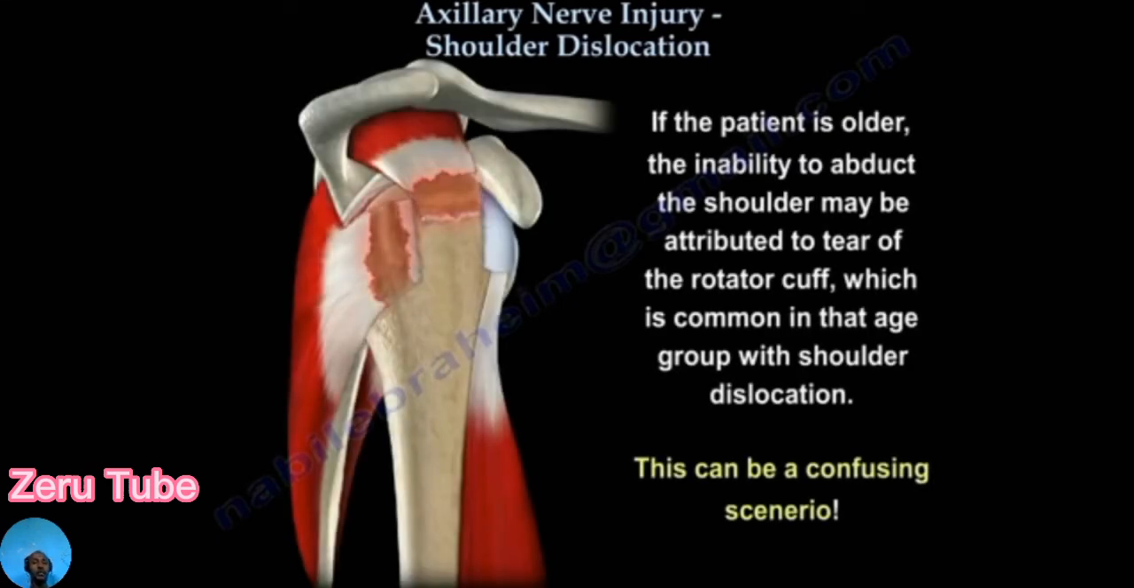If the patient is older, the inability to abduct the shoulder may be due to a tear of the rotator cuff muscles, like the supraspinatus and infraspinatus muscles, as well as the teres major and teres minor muscles. Most commonly the supraspinatus muscle is injured, and the patient is unable to abduct the shoulder.